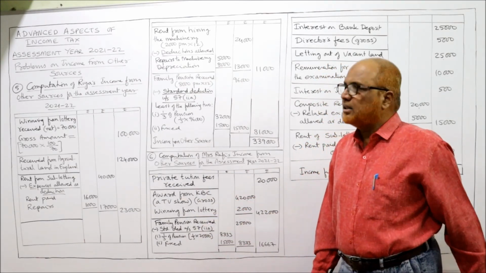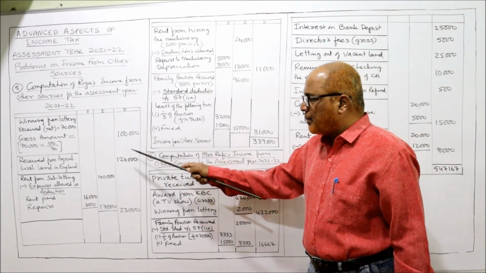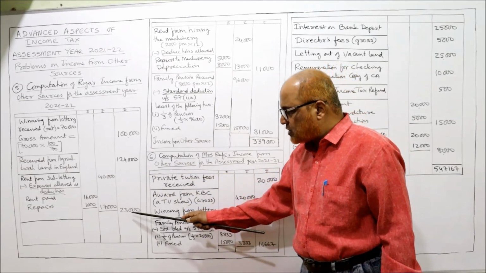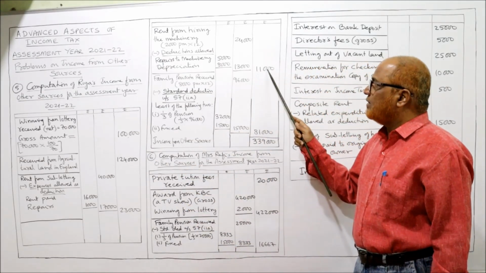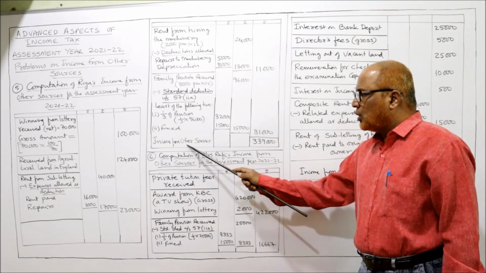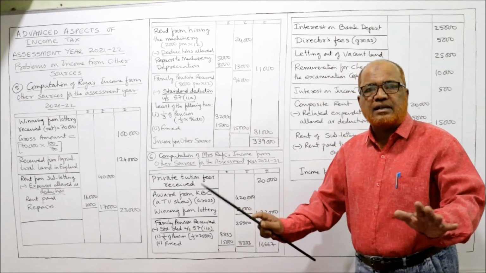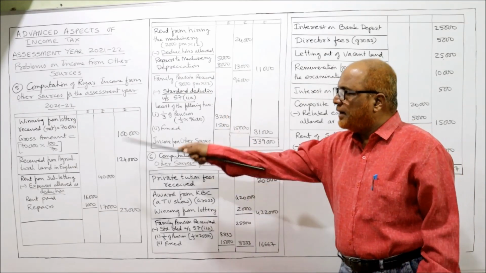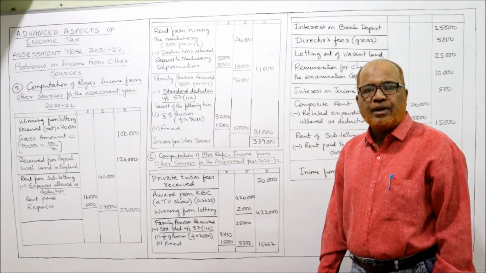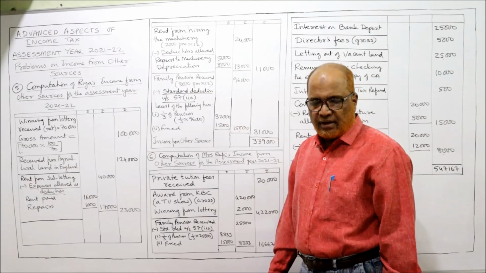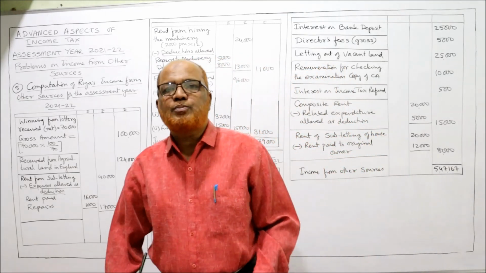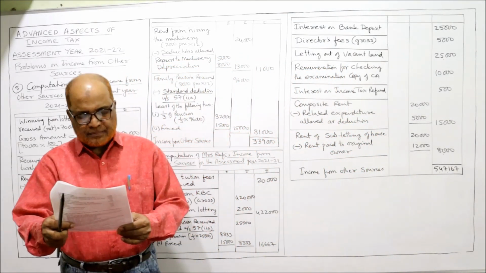Now take the total in the last column. 1 lakh plus 1,24,000 plus 23,000 plus 11,000 plus 81,000. So income from other sources is 3,39,000. That's it. This is the complete explanation of problem number 5. Now I am going to explain problem number 6.